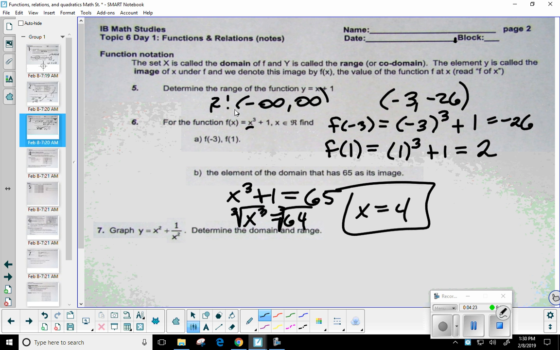So graph y equals x squared plus 1 over x squared. This one is actually really nice. If I were teaching Algebra 2 again and we were going through our rational functions, I would absolutely go ahead and use one of these. But I'll go ahead and leave it up to you guys. How much of this do we want to do by hand versus how much do we want to do just plugging it in the calculator?